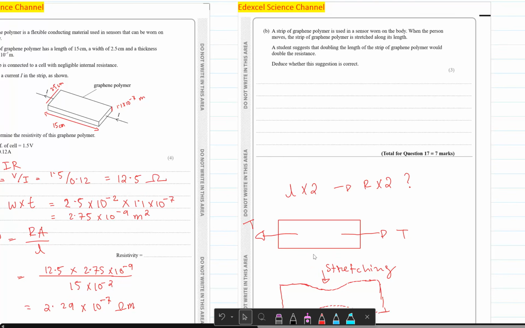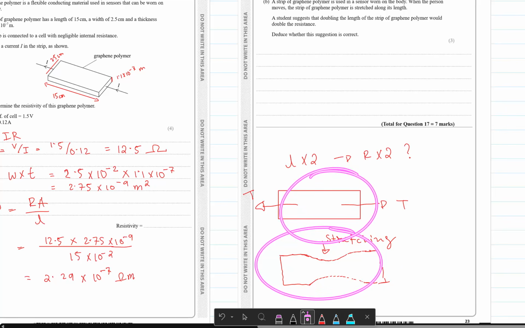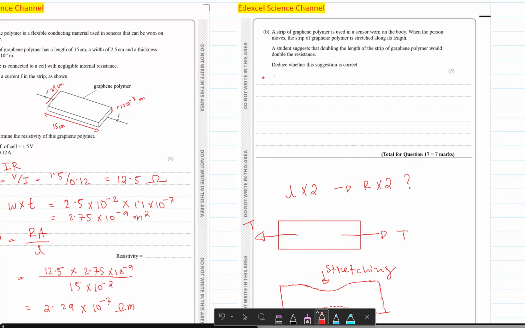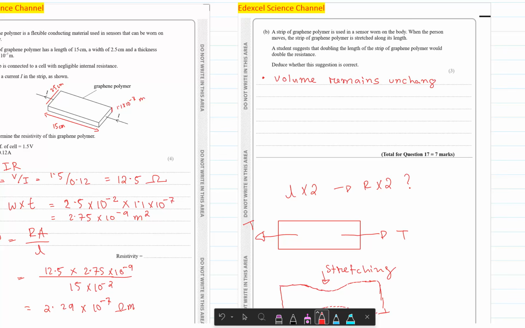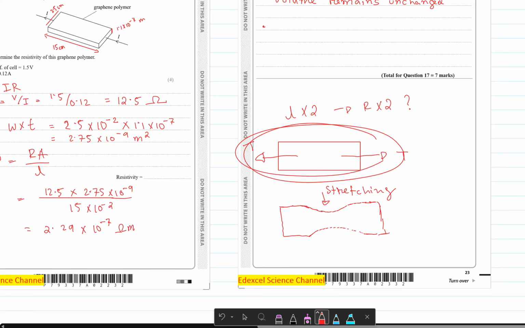So now let's answer this question. Okay, so we can agree that if they are stretching the same polymer, the volume is constant, right? The volume has not changed. So the first point is that volume remains unchanged. Now, the second point is that if you increase the length twice by stretching the same polymer, the cross-sectional area is going to be half.